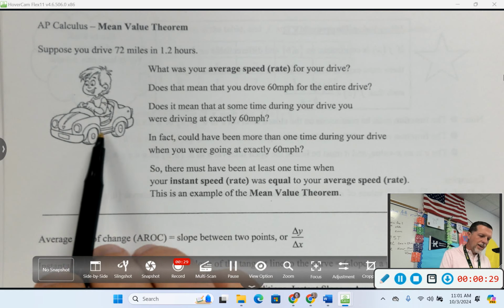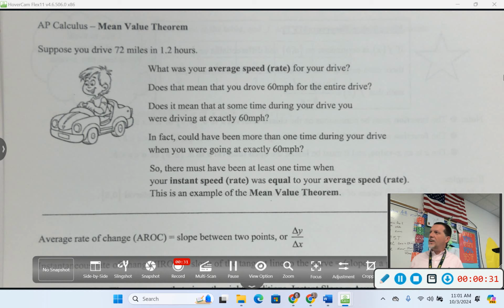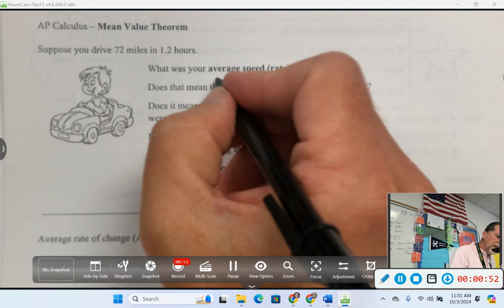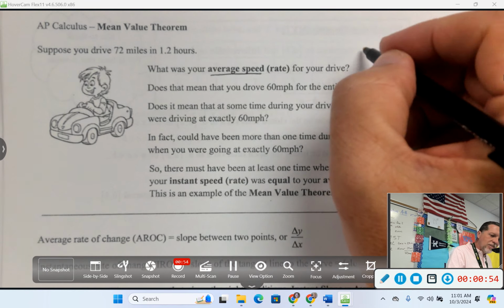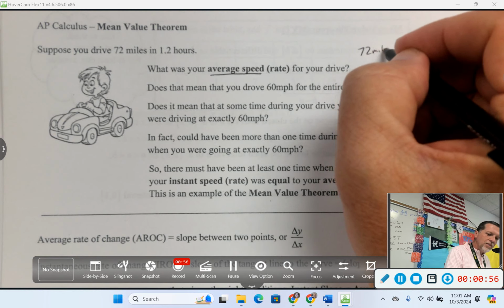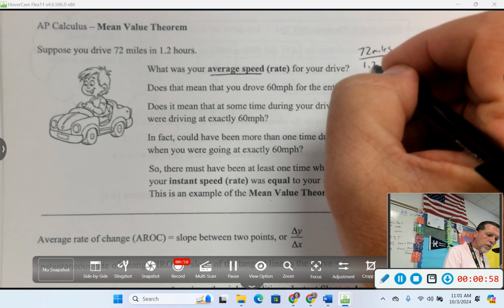We got our little guy here driving a funny little car. I doubt he could go 72 miles in 1.2 hours. But what would his average speed be, or how would you find his average speed if he drove 72 miles in 1.2 hours? How do you find average speed? Yeah, just divide 72 miles over 1.2 hours.